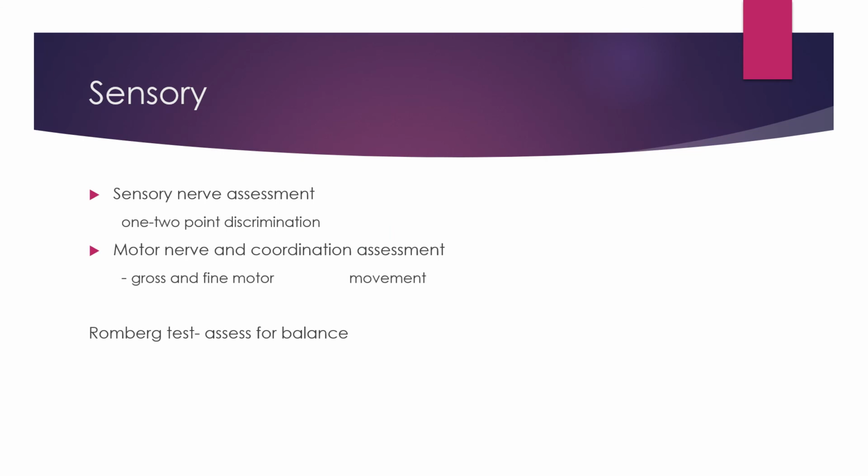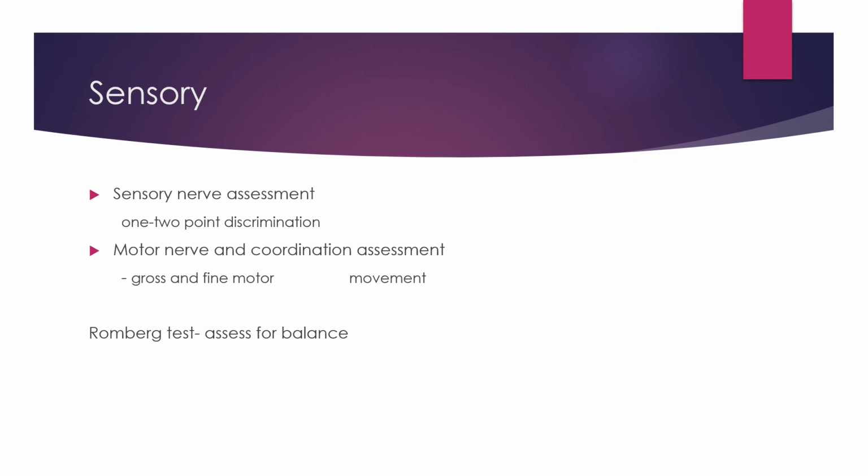And then assessing sensory nerve assessment, you use a 1 to 2 point discrimination. When you're doing this assessment or the screening for sensory nerve dysfunction, you can do this while you're doing other parts of the physical exam, like the skin assessment, for example. You have the patient close their eyes and ask them, do they feel the dull and sharp sensory stimuli equally on both sides of their body?